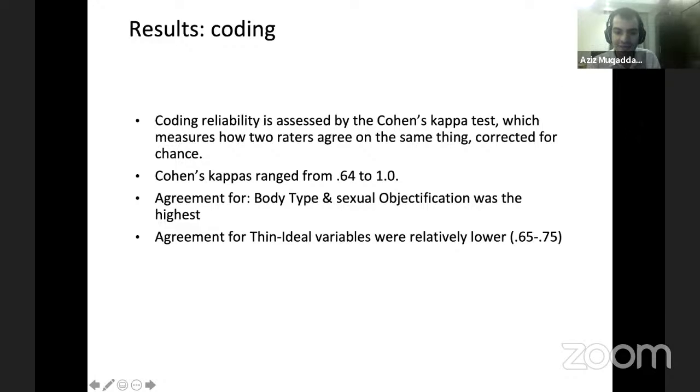For thin ideal variables, it was relatively lower, like 65% to 75%. When you talk about the thin pose or guilt-inducing content, we started to see more disagreements, but it's still a high percentage. In at least two-thirds of the cases, they were agreeing.